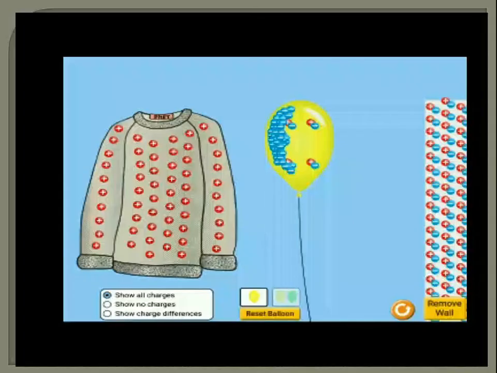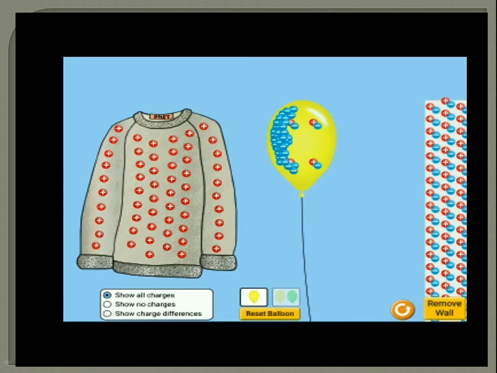Now move to another example which will help us to understand frictional electricity.